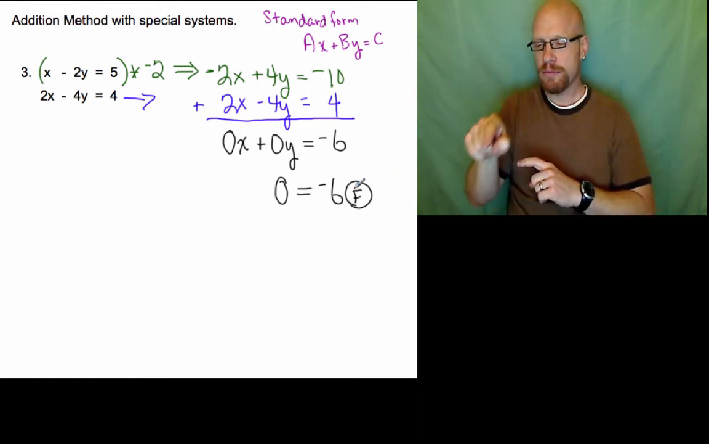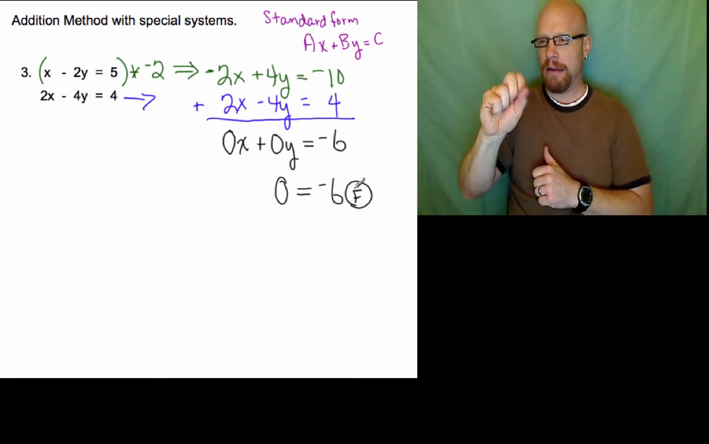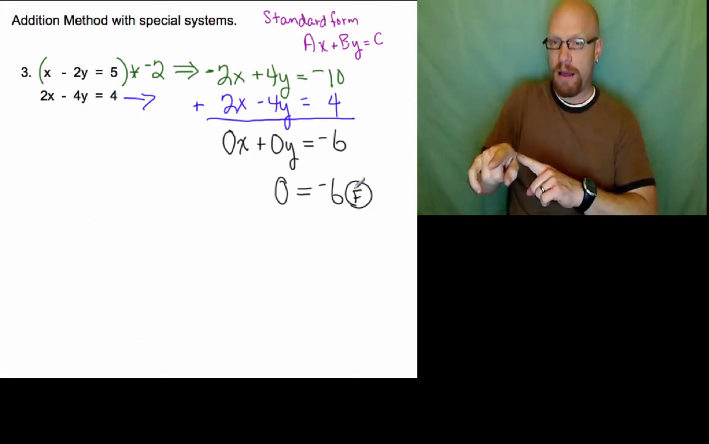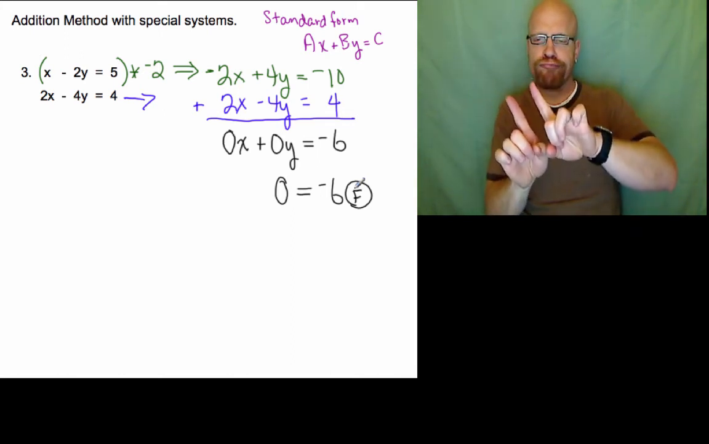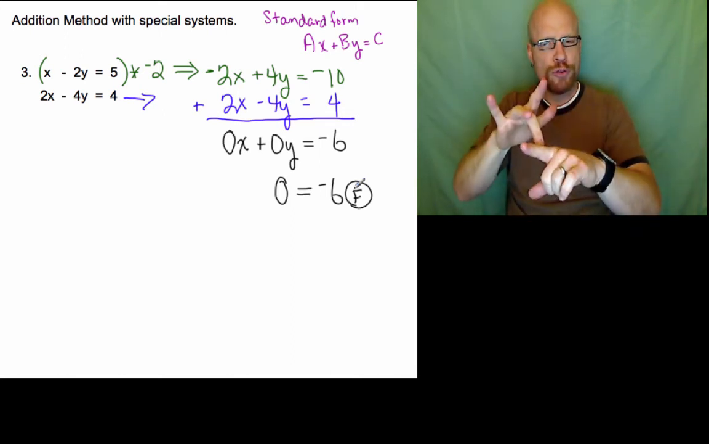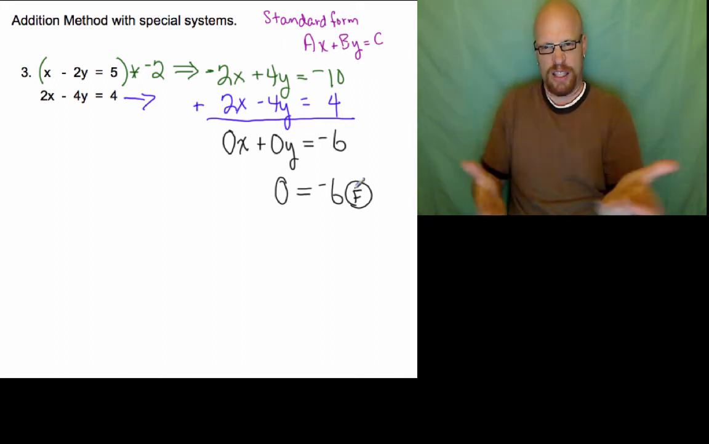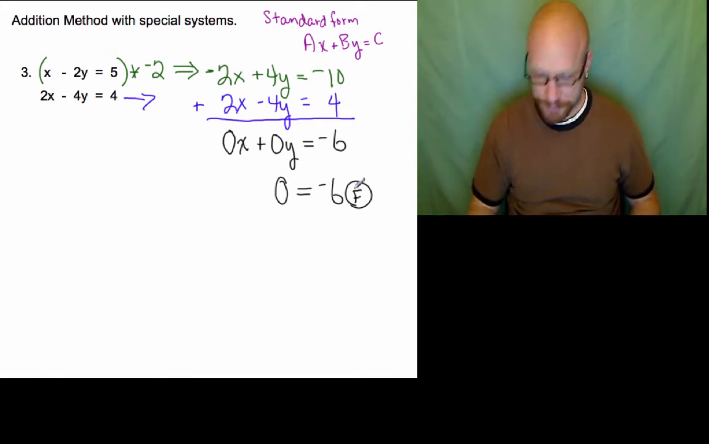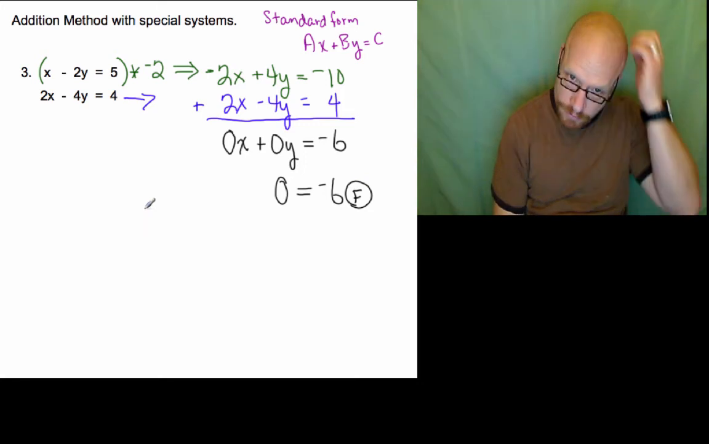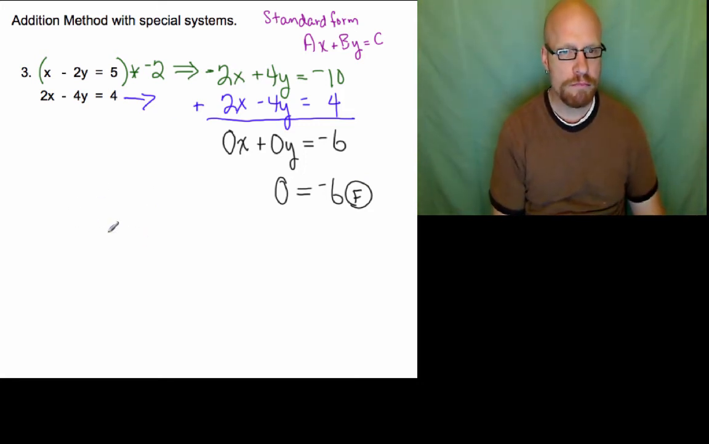If you see my other vlog with the graphing method, with the inconsistent system, those two lines would be parallel if you were to graph these two lines right here. These lines will never touch and never cross. That's what we have now.